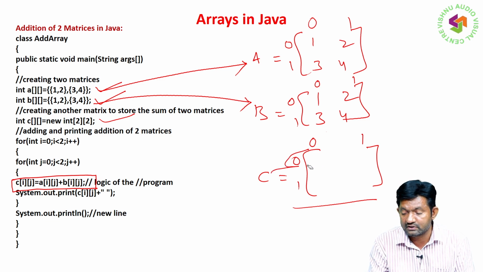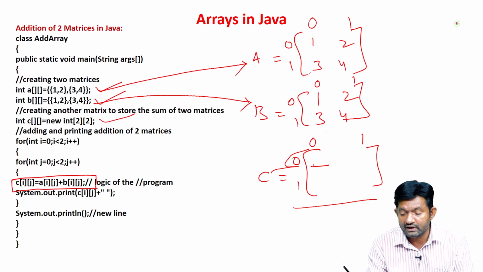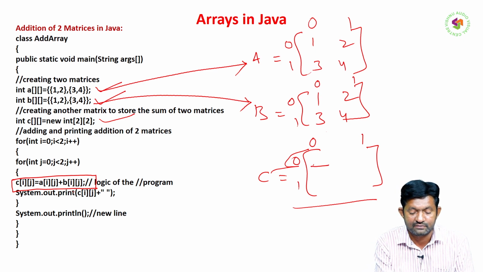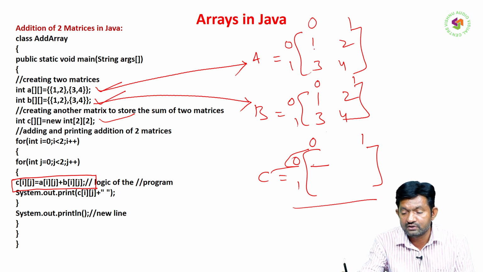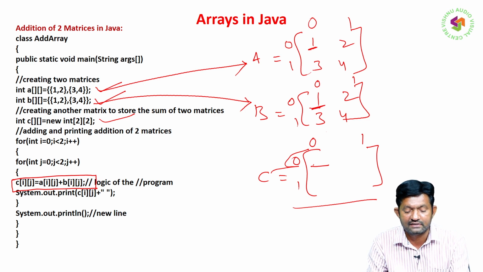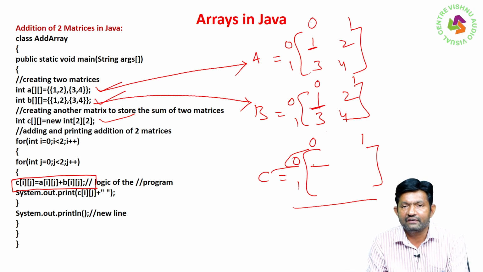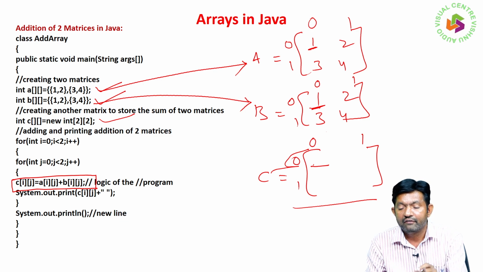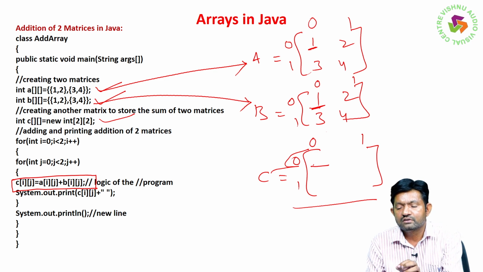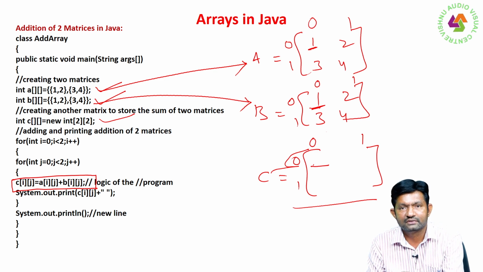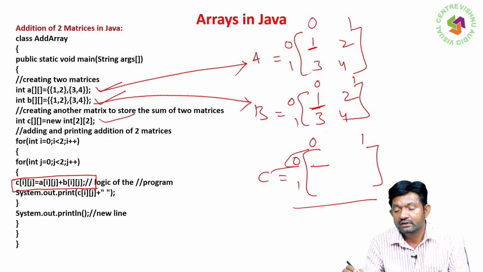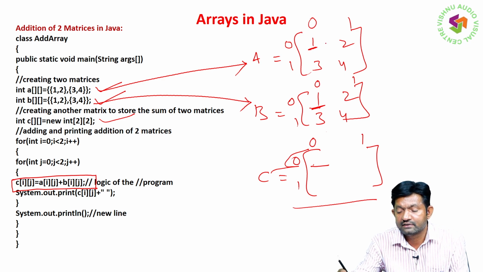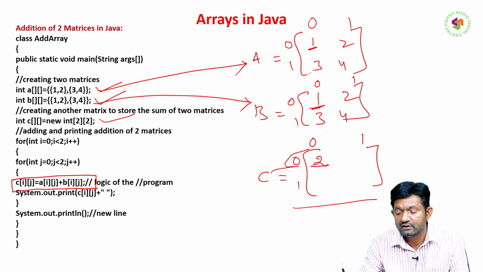C of 0, 0 is equal to A[i][j] plus B[i][j], that is A of 0, 0 plus B of 0, 0. The meaning of A[i][j] plus B[i][j] is: first matrix, 0th row and 0th column, second matrix, 0th row and 0th column. Here A of 0, 0 plus B of 0, 0, 1 plus 1, that is 2.